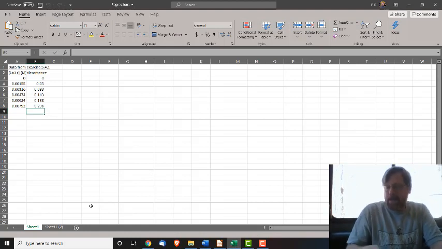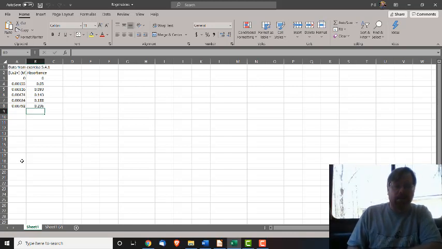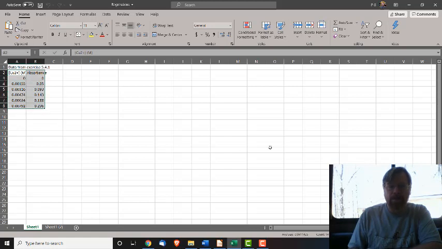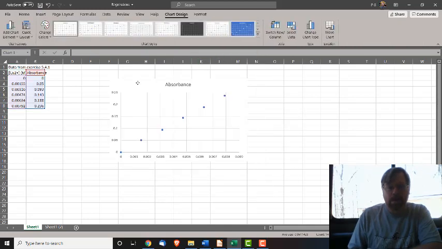I have the data from one of the sample exercises in the book. It saves me the effort of making up data that may or may not make any sense whatsoever. We've got a copper concentration versus absorbance here. The easiest way to do this in Excel, and probably one of the first steps you should do with your data in general, is plot it. With most versions of Excel after 2004, you go to the Insert section of the ribbon and select a scatter plot. So there's our scatter plot there.